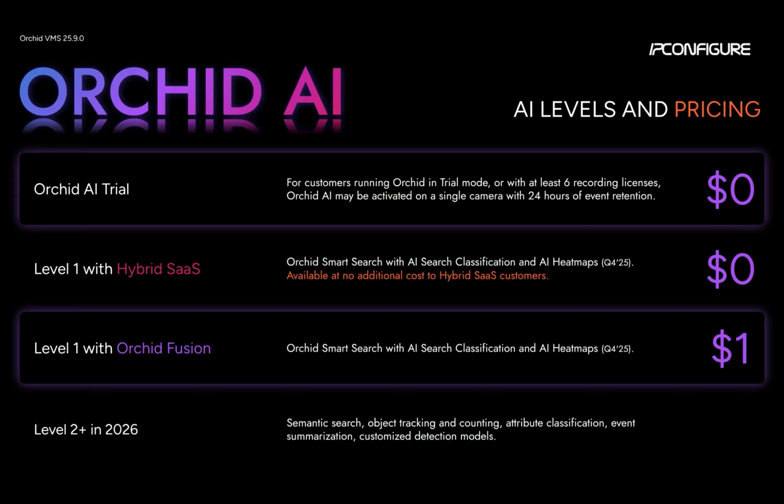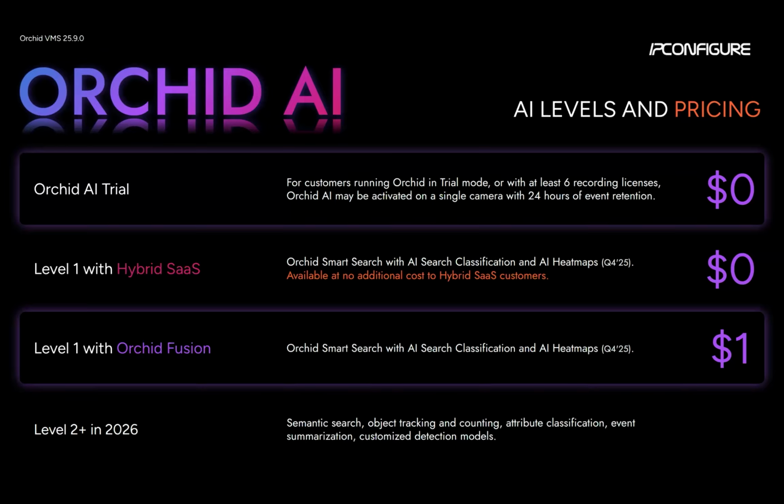If you are not an Orchid hybrid customer, you can still access Orchid AI. You can download Orchid from our website. If you are using Orchid in a trial mode, or if you're in Orchid Fusion, you can enable Orchid AI on one camera. In this trial mode, you'll only have 24 hours of events that you can search through. But again, we want everybody to be able to see what Orchid AI is. Now, if you want Orchid AI across multiple cameras and you're a Fusion customer, we're looking at a price point of about $1 per camera a month. So Orchid AI is available to Fusion customers for an additional cost, no additional cost for Orchid hybrid customers.